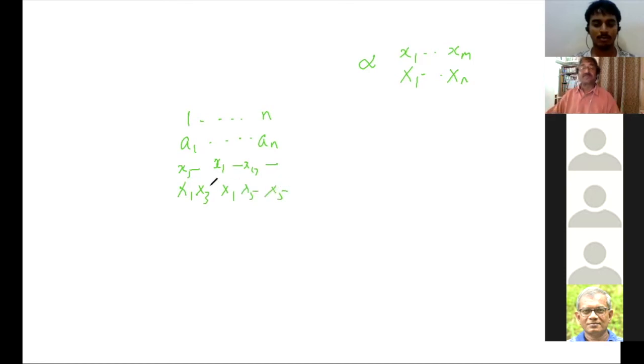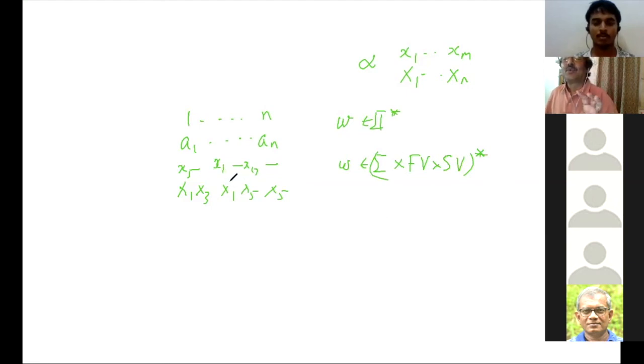So what is going on is you are now talking about words not over sigma star. We are not looking at W belonging to sigma star, but W belonging to an extended alphabet: sigma cross first order variables cross second order variables, star. Is this clear? So the models that I'm going to look at are over a much larger alphabet. Every letter is actually a triple. The first component says which letter I have got. The second component says some free variable, maybe there.